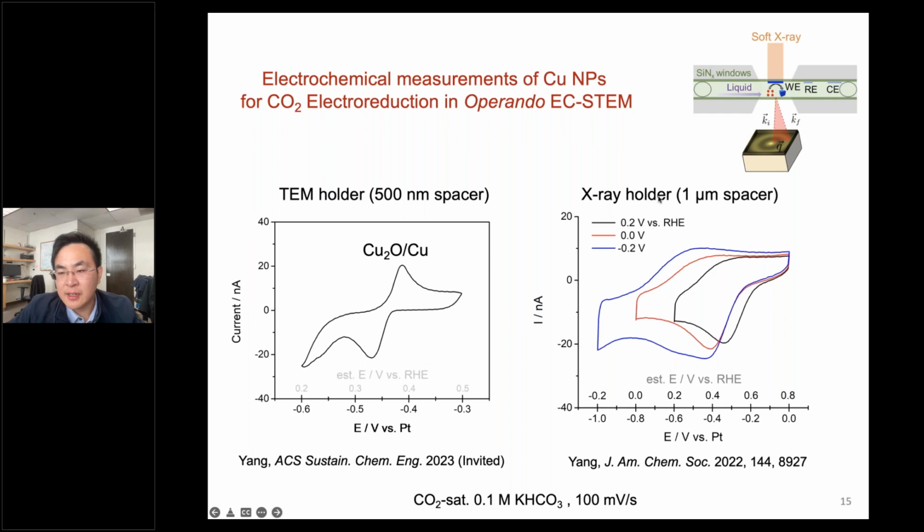And this is an X-ray holder designed by prototypes for the synchrotron beamline at the Advanced Light Source. You also see a potential conversion of about 0.4 volt versus Rg. So how reliable is this when we compare to standard measurement?